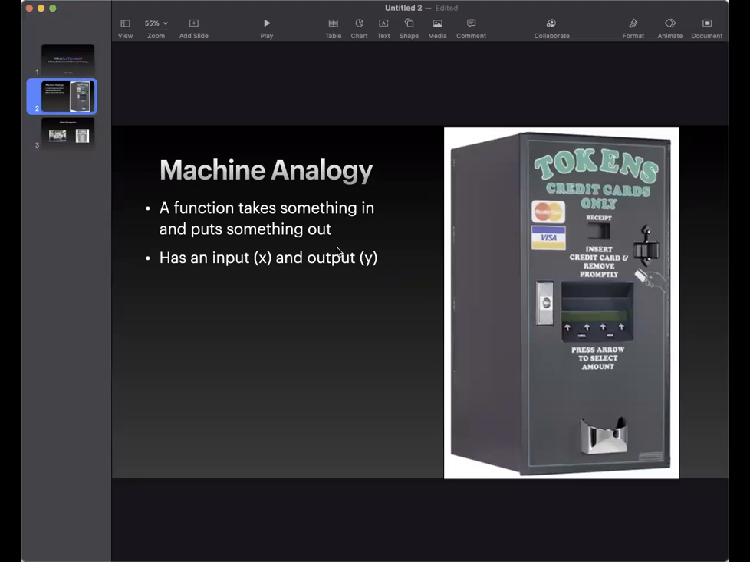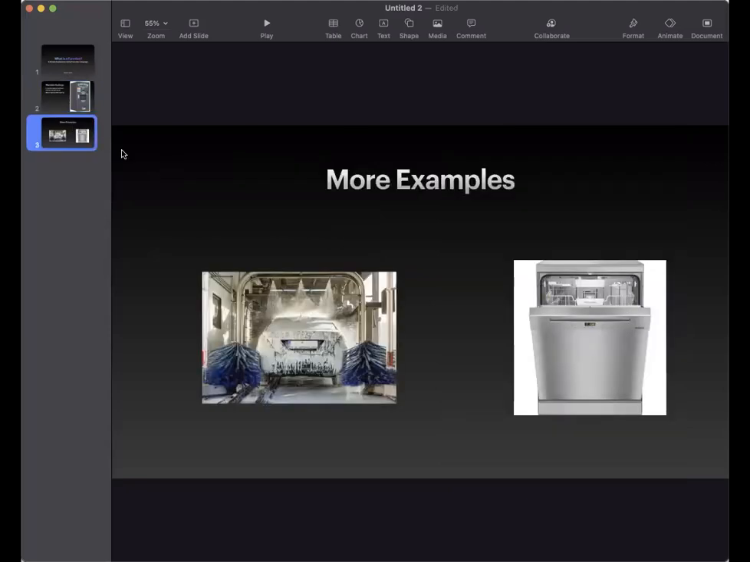So let's go over just a few more examples of that. Here's some other real life examples I like. I like the example of a car wash, right? When you go to get your car wash, what do you do? You take in your dirty car, it cleans your car for you, and it gives you a clean car out. So again, we're going back to that fundamental idea of having an input and then having an output. We can also look at a dishwasher, right? With the dishwasher example, what do we do? We put in our dirty dishes, it cleans our dishes for us, and it gives us out clean dishes.